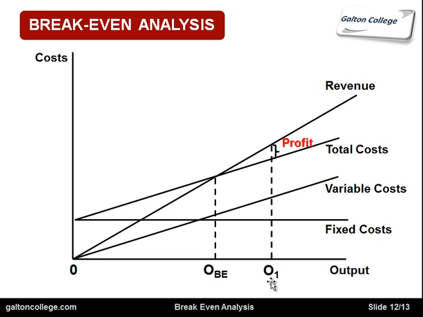If we go along to output level 1 over here, then we would have a profit. The revenue would exceed costs. Anything less, costs will exceed revenue. So this is the break-even, and the more output we produce, the more profit we get. And that's the basis for break-even analysis.